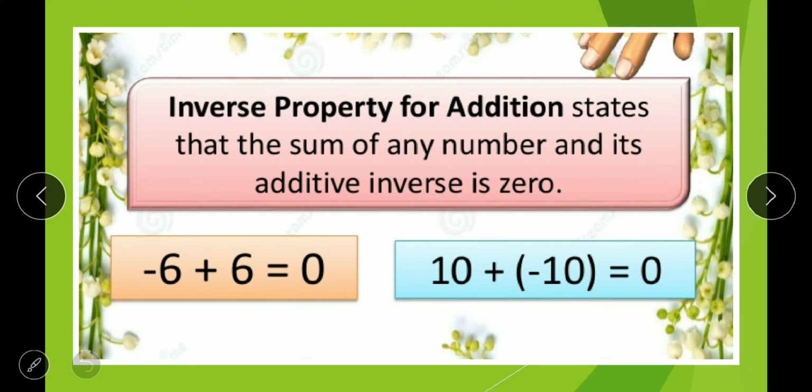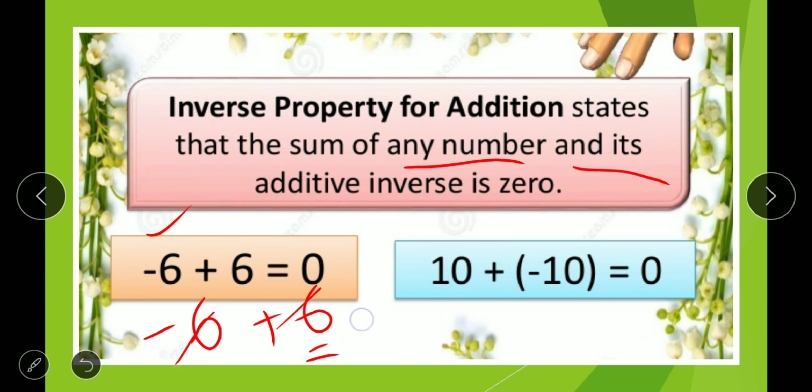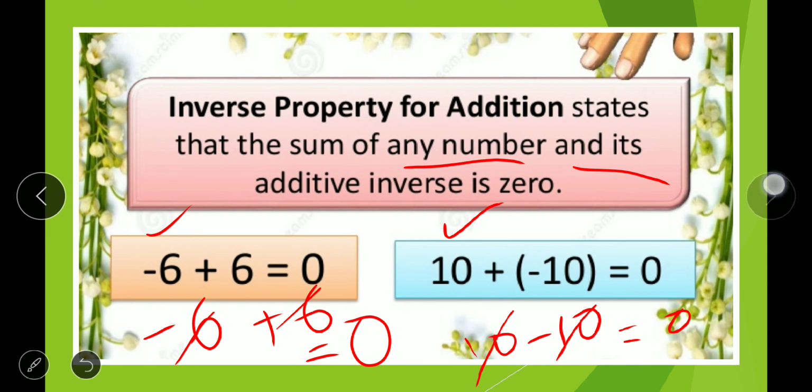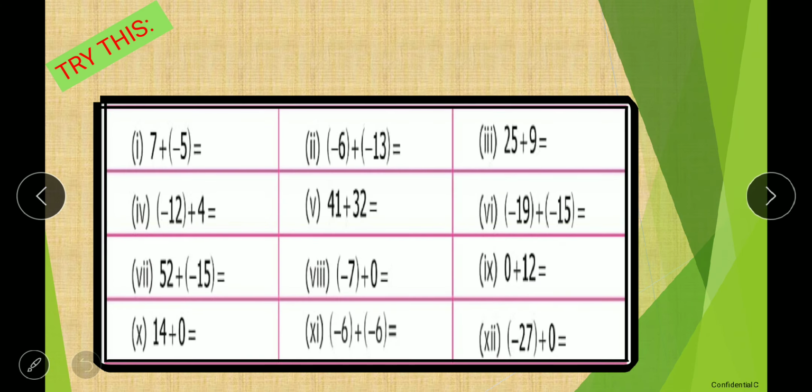Inverse property for addition states that the sum of any number and its additive inverse is 0. For example, you take one number, it can be minus 6. What is the additive inverse of this number? The opposite of minus is plus, the same number you write. So both numbers will get cancelled and you will get your answer as 0. The same way, if you take the positive 10, when you add the negative number, then both numbers will get cancelled and you will get 0. This is called the inverse property.